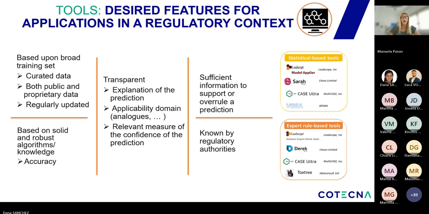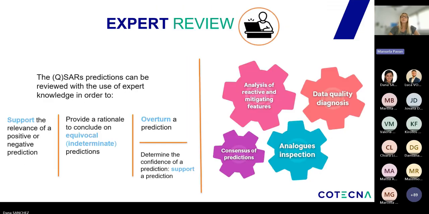According to the M7 guideline, an expert review of both experimental data and in silico predictions is always strongly recommended in order to strengthen the confidence of the final outcome. In fact, the expert review can support the relevance or the reliability of a positive or negative prediction, can provide a rationale to conclude on equivocal results, so when results are not so clear from the outcome of the models, and can also be used to overturn a prediction.